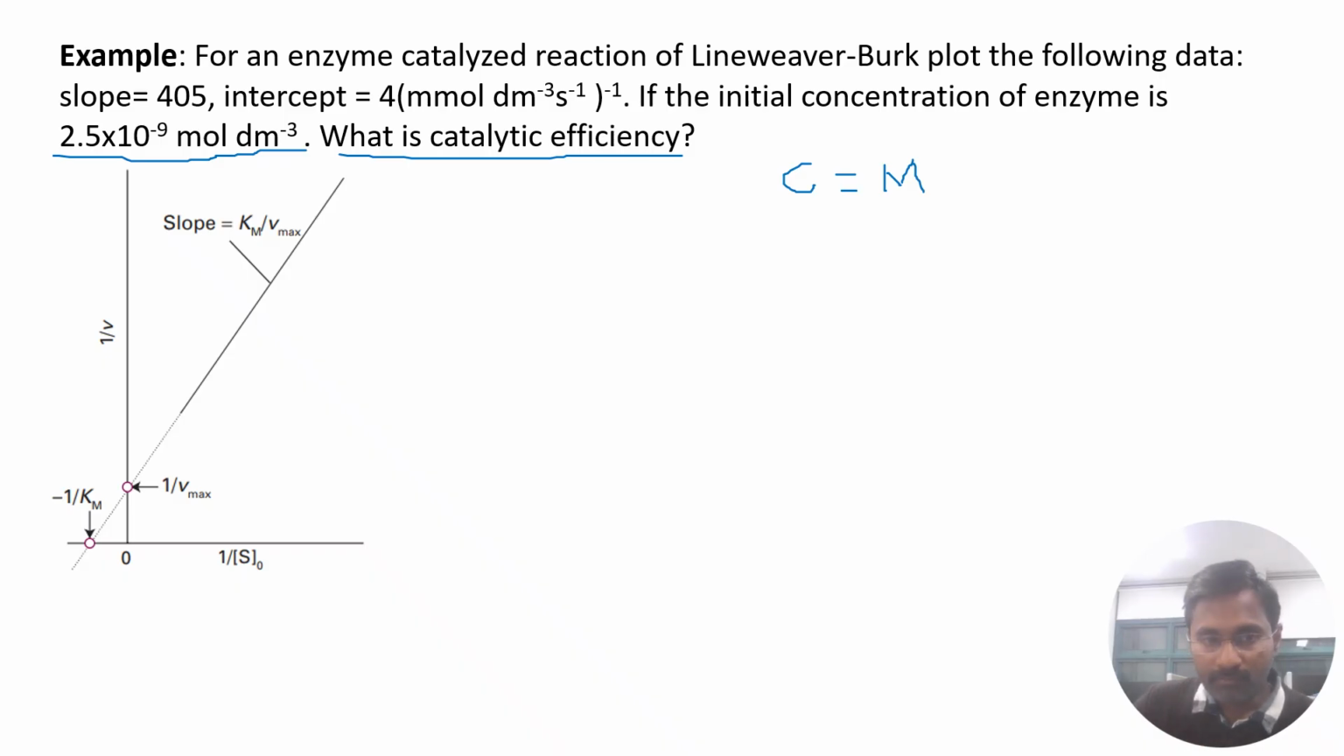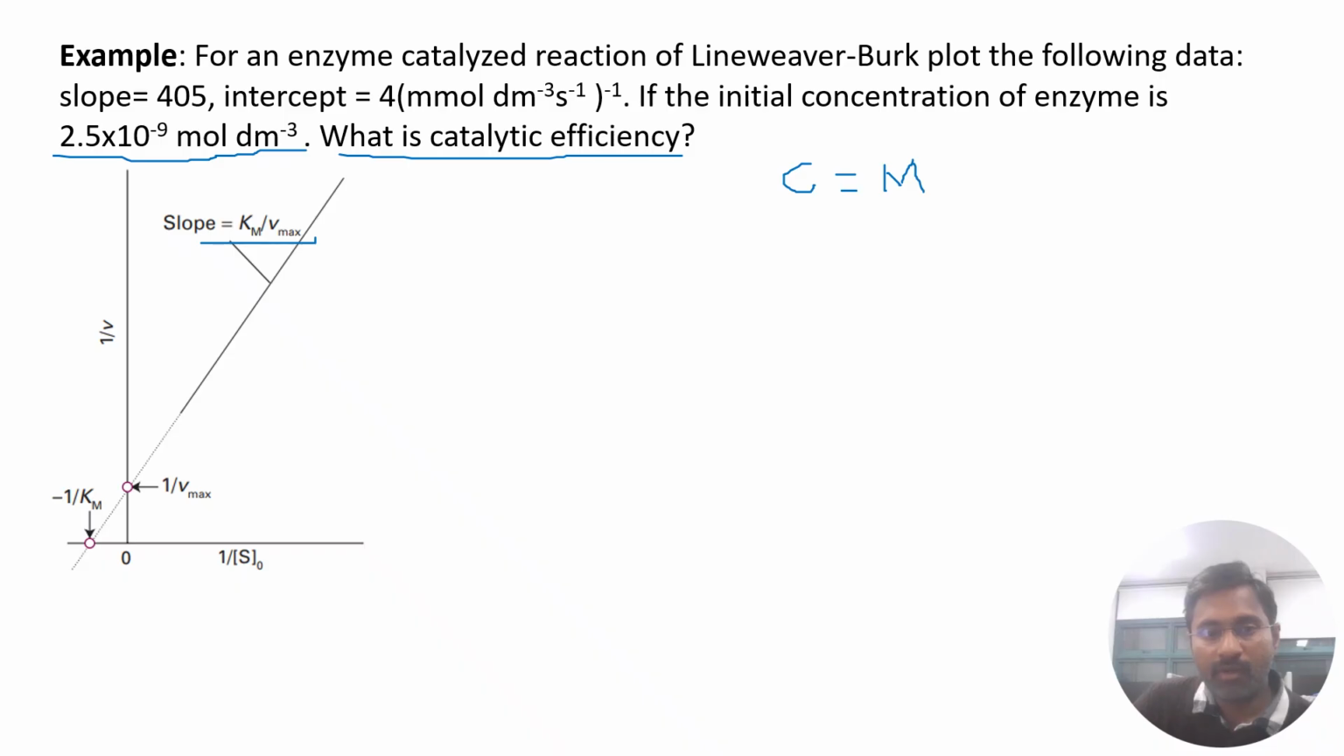Okay, here all the information is provided to you. One is the slope. What is slope? Slope is Km by Vmax, and intercept is 1 by Vmax, which is 4 millimole per liter. So what you need to calculate is catalytic efficiency. For calculating catalytic efficiency, you need Km and E naught. So Km can be calculated from the slope.